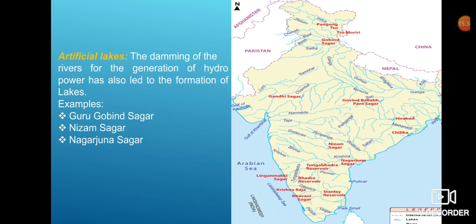Artificial lakes. The damming of rivers for the generation of hydropower has also led to the formation of lakes. Some of the important artificial lakes are Guru Gobind Sagar Lake, Nizam Sagar, Nagarjun Sagar, etc.